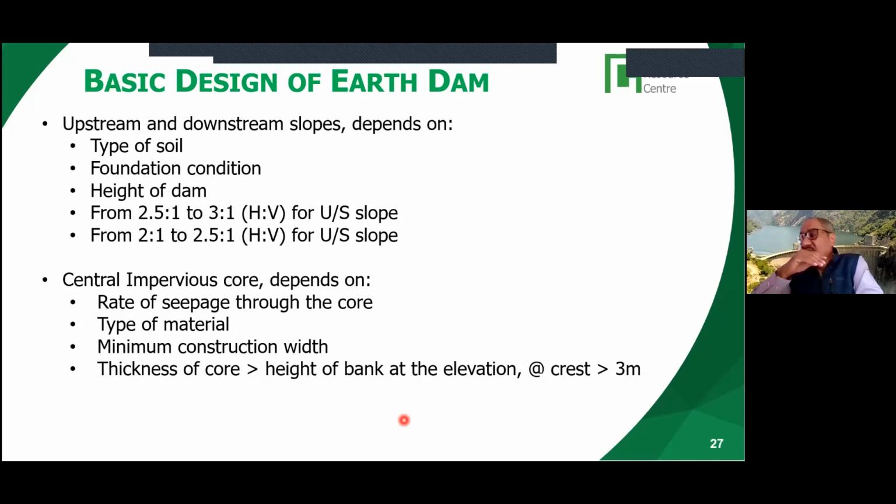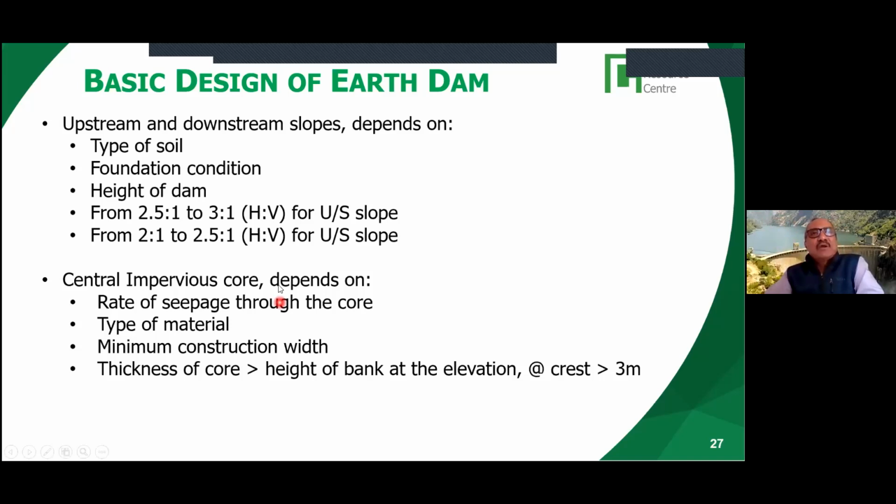Now, the other factor we have to be careful about is the upstream and downstream slopes. We should make the upstream and downstream slope of the earthen dam as mild as possible, okay? But it depends on the type of soil. If it is loose soil, then the slope has to be mild. If it is a little bit compact soil, then it can be slightly steeper. It also depends on the foundation condition and the height of the dam. The higher the dam, the milder the slope should be.